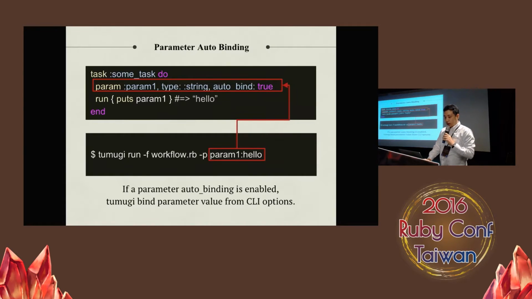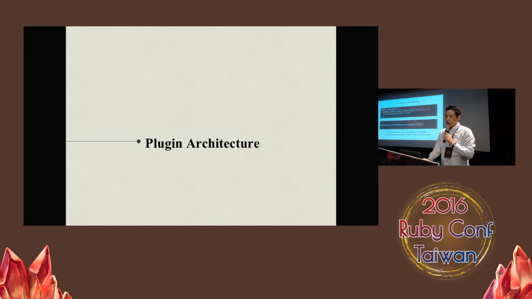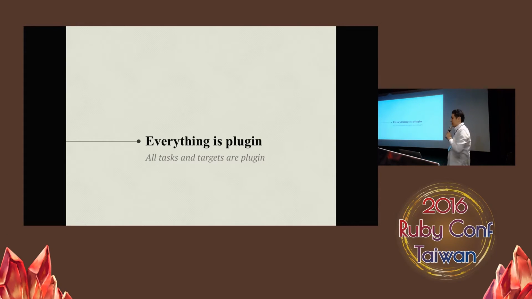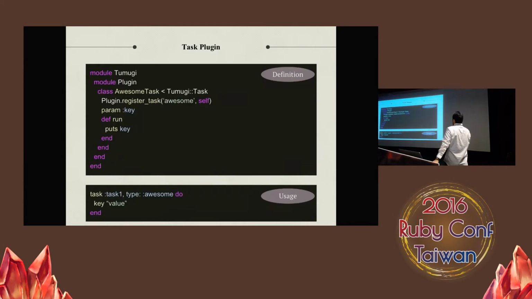Okay, so these are the 3 main components. And last, I will explain about the plugin architecture. Actually, in Tsumugi, tasks and targets are everything plugins. So bundled tasks and targets are also plugins. You can register the plugin with a task name and class. So you can refer to the task by DSL type. This is type.